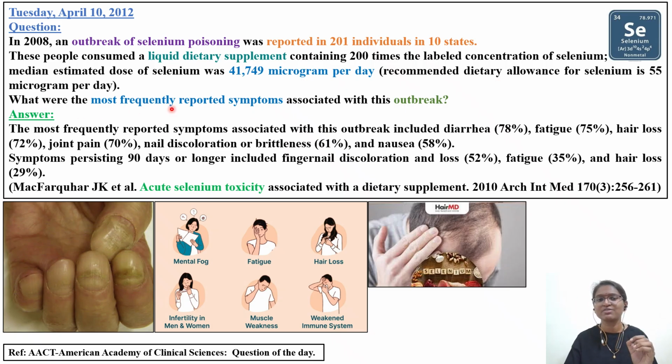So what are the most frequently reported symptoms associated with the outbreak? You can go back and check on the website, on Google, what this 2008 outbreak is. But here we'll restrict ourselves to what the symptoms were. The most frequently reported symptoms associated with this particular outbreak were diarrhea, fatigue, hair loss, joint pain, nail discoloration or brittleness, and nausea. Symptoms persisted 90 days, even after exposure to this particular dietary supplement. After 90 days or longer: nail discoloration, hair loss, fatigue. Okay, after 3 months also the patients still showed these kinds of symptoms.